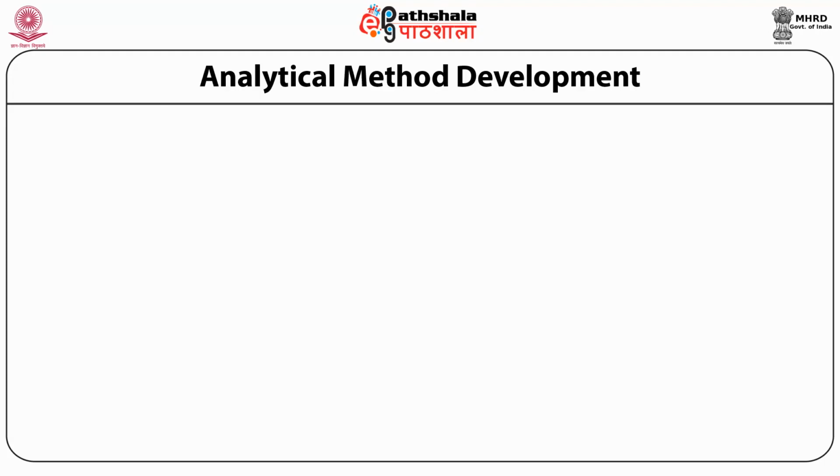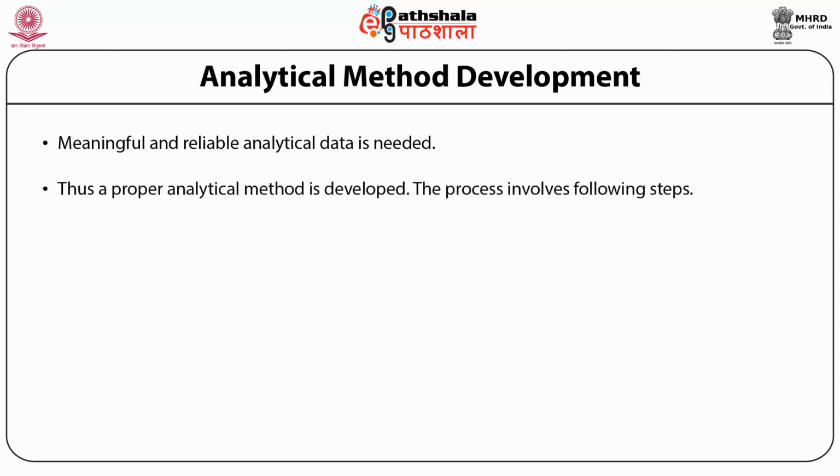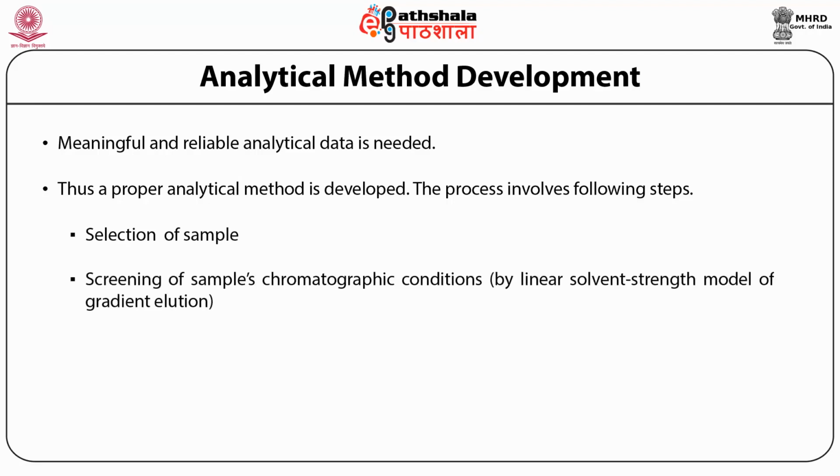Analytical method development. Now in this slide we are discussing what are the different methods which we can develop to identify any impurity which is caused by the packaging material. So meaningful and reliable analytical data is needed, and thus a proper analytical method should be developed. The process involves the following steps. First one is selection of the samples. Second one is the screening of the samples chromatographic condition, that is by linear solvent strength model of gradient elution, and optimization of the methodology.